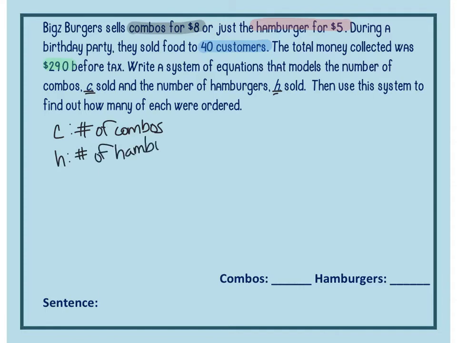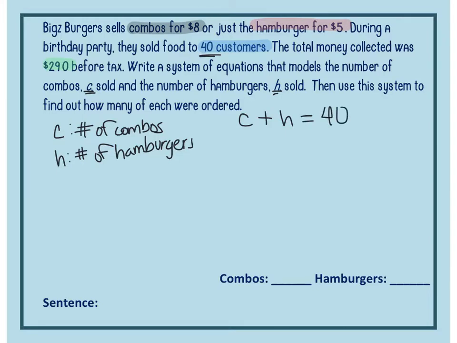So normally I find total value the easiest one to write the equation for. So it says they sold food to 40 customers. And the customers either bought a combo or they bought a hamburger. So the number of combos plus the number of hamburgers is going to equal 40.